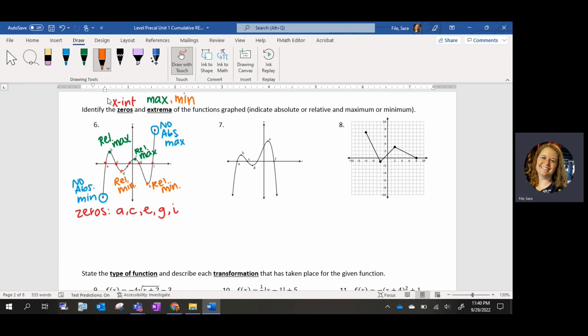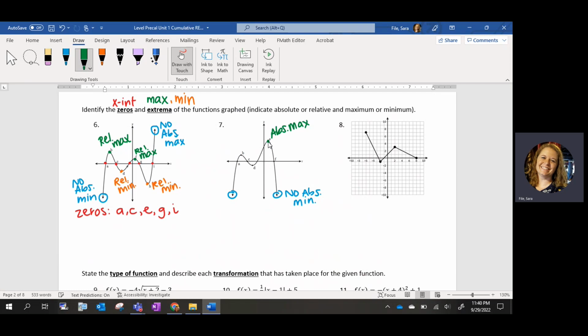Okay, so looking at 7, arrows go down forever on both ends. So that means that there is no absolute minimum, but there is no arrow going up forever. So that means there must be an absolute maximum somewhere on the top of this graph. So the highest point on this graph is E. So that is my absolute maximum.